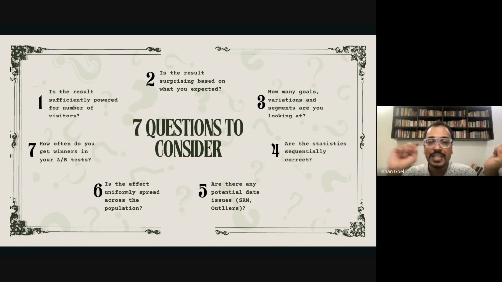The first thing that you need to ask yourself is: is the result sufficiently powered for the number of visitors or not? If you calculated the sample size in advance, then you might get a winner early if you are running sequential testing. One very important thing is that there are 2 types of testing. One is sequential testing, where you are allowed to calculate statistics on the fly and stop the test as soon as you get significance. The other type is fixed horizon testing, where you decide a sample size and you do not look at statistics until that sample size has been reached.